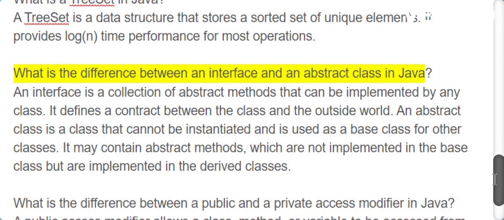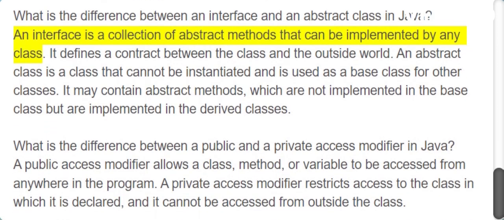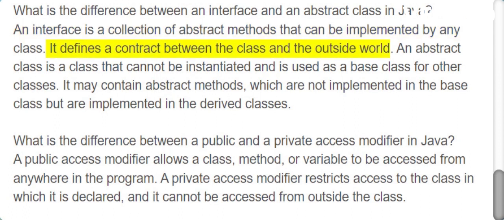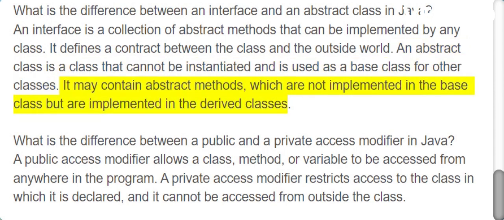What is the difference between an interface and an abstract class in Java? An interface is a collection of abstract methods that can be implemented by any class. It defines a contract between the class and the outside world. An abstract class is a class that cannot be instantiated and is used as a base class for other classes. It may contain abstract methods, which are not implemented in the base class but are implemented in the derived classes.